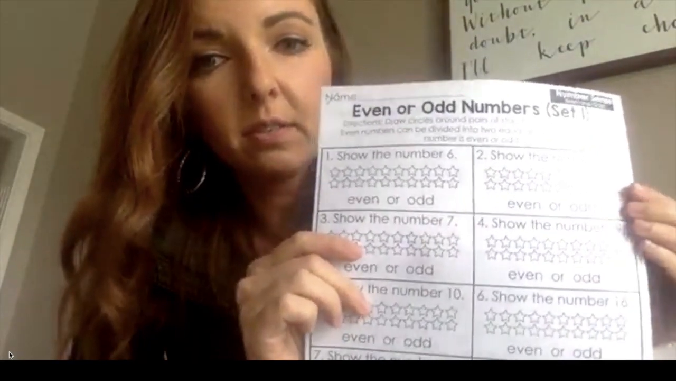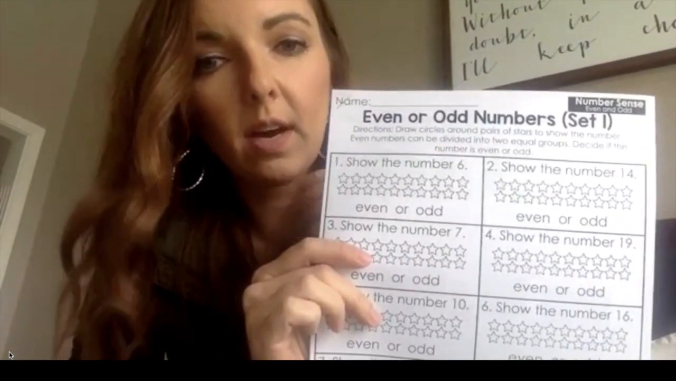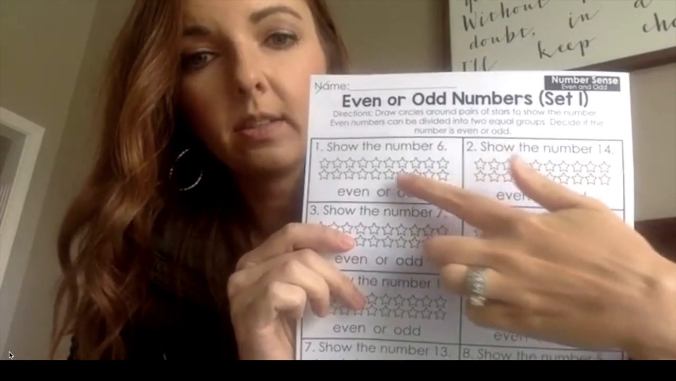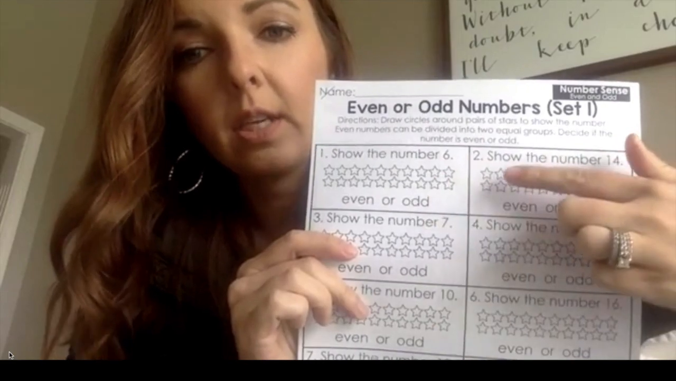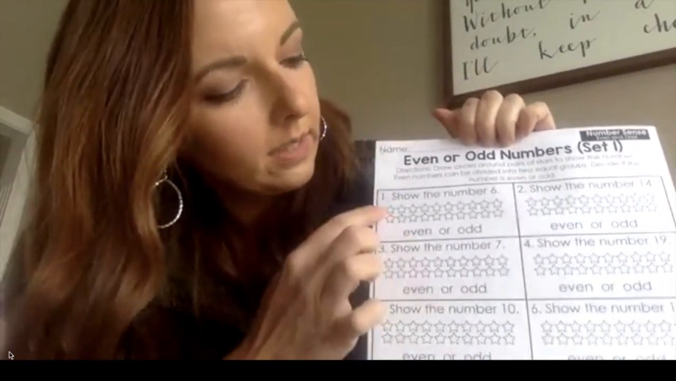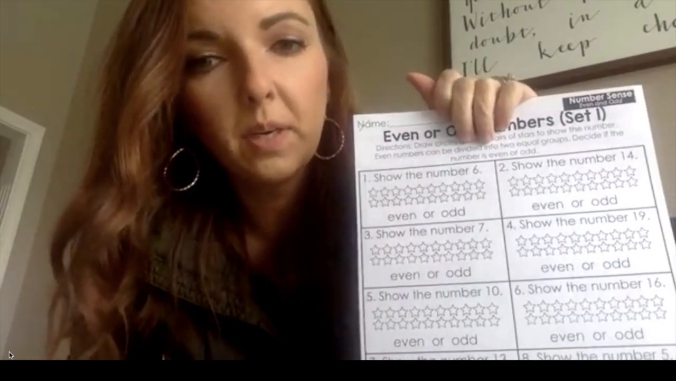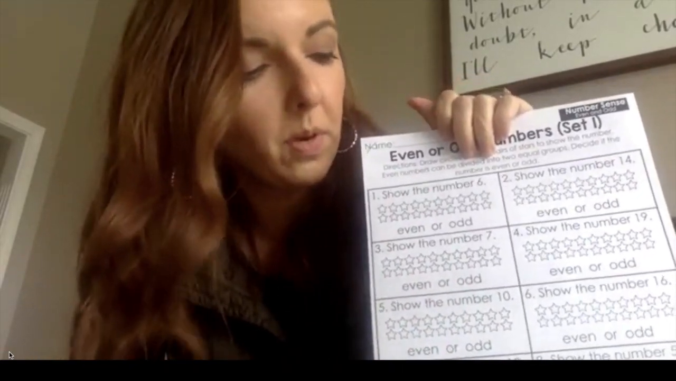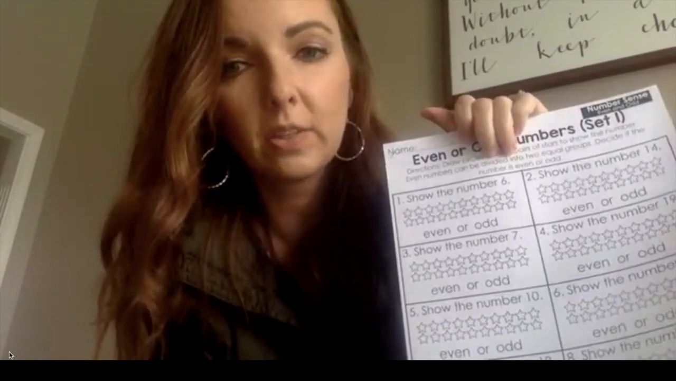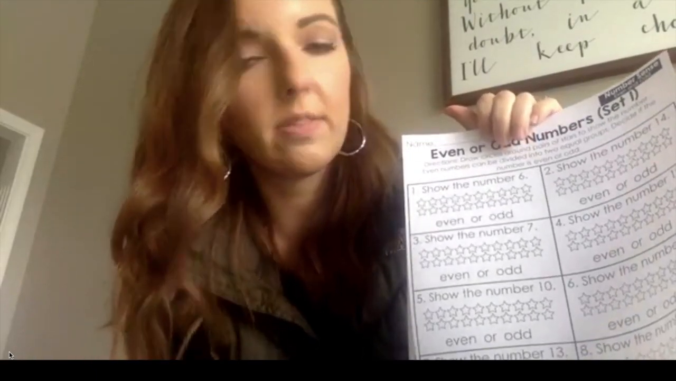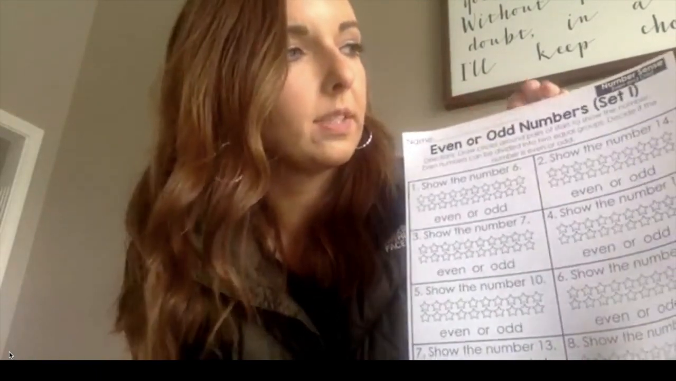The first thing you're going to review is even and odd numbers. So it says show the number 6. I want you to grab a crayon or a pencil, and you are going to color in 6 stars. Then you have to decide if that number is even or odd. So remember, it is even if each of those stars has a pair. It's going to be odd if you have an extra star that is colored in that you can't pair up with anything else.